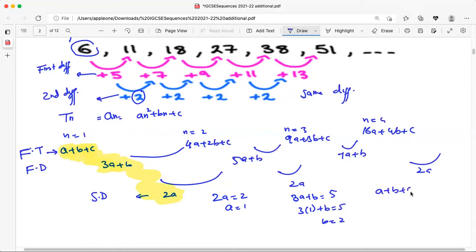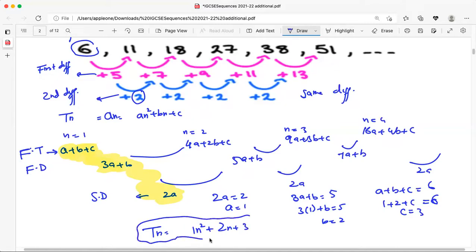Now a plus b plus c is equal to what? That's the first term, and the first term there is 6. So 1 plus 2 plus c is equal to 6. So c is equal to 3. And the nth term is: a is 1, so n square, b is 2, so 2n, and c is 3. So that's how we get the nth term for a quadratic sequence.